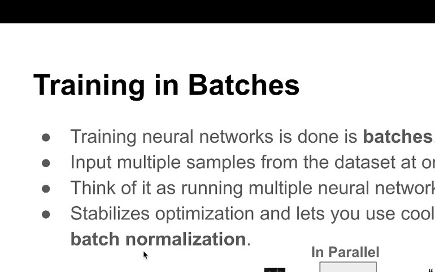We call this the batch size. So if the batch size is something like 64, you're essentially going to have 64 of the same neural networks running in parallel, right? And each of them will have a different image inputted into them, right?